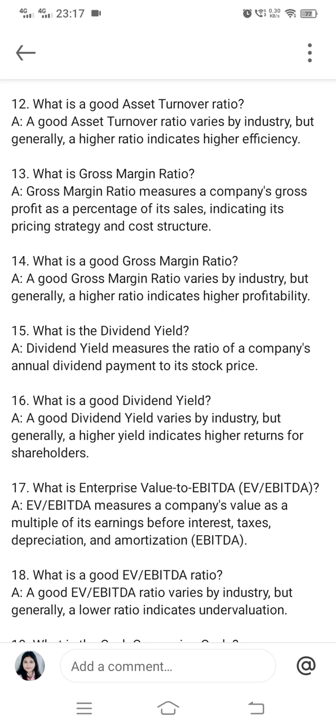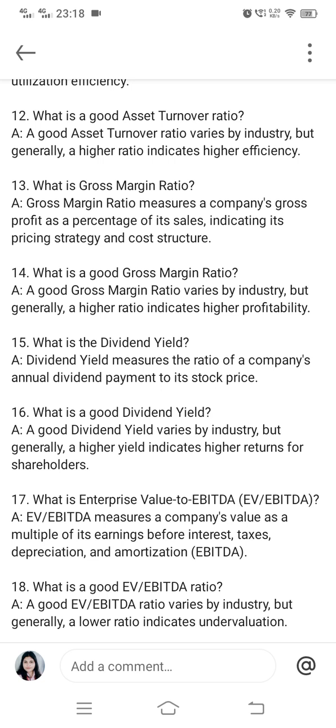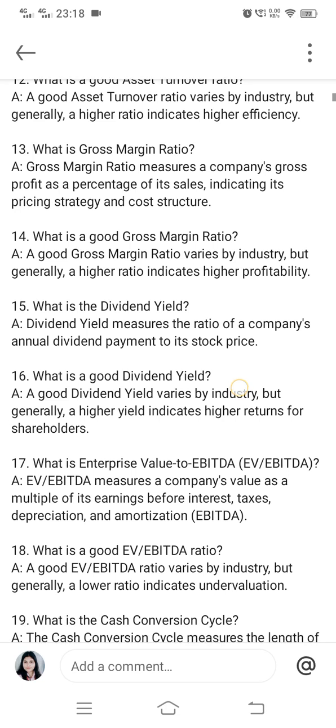Now comes 13th question, what is a gross margin ratio? So a gross margin ratio measures a company's gross profit as a percentage of its sales, indicating its pricing strategy and cost structure. So it really helps in setting up the price of the product and also in setting it with what we are going to have as the cost. So this gross margin ratio really helps in that.